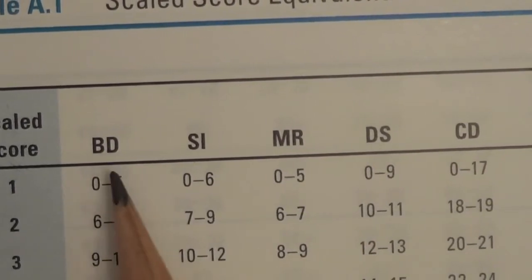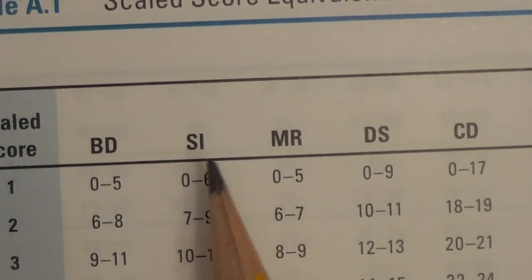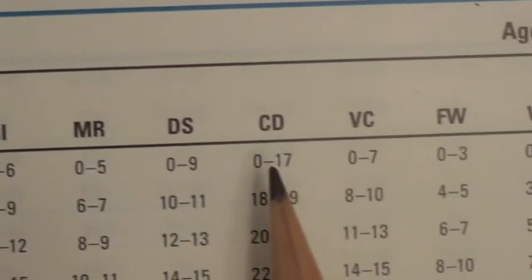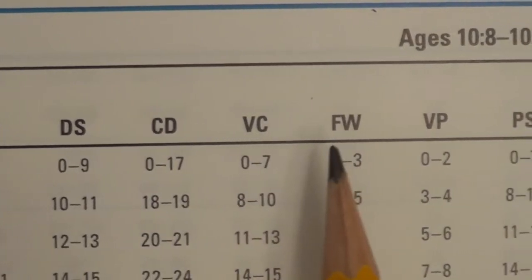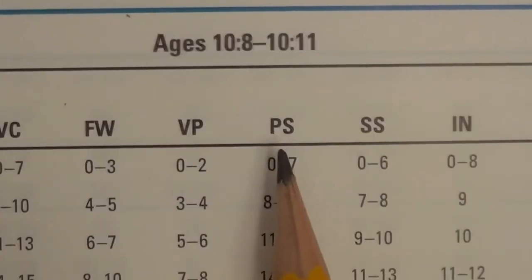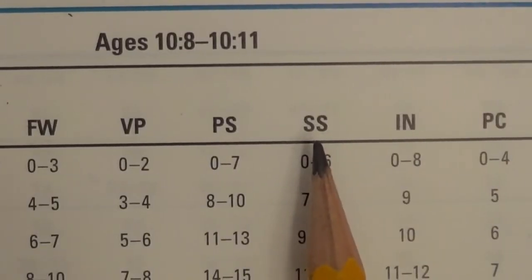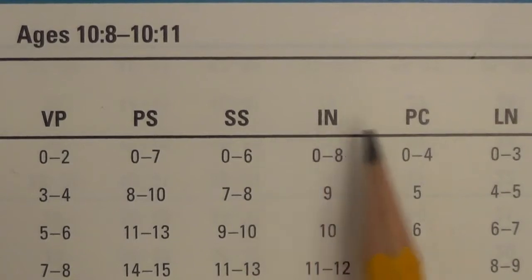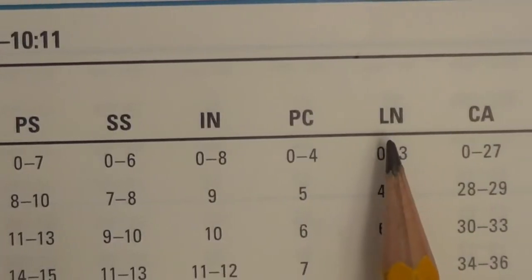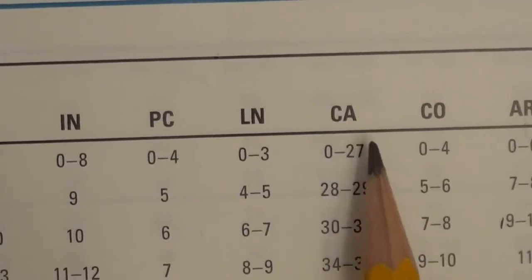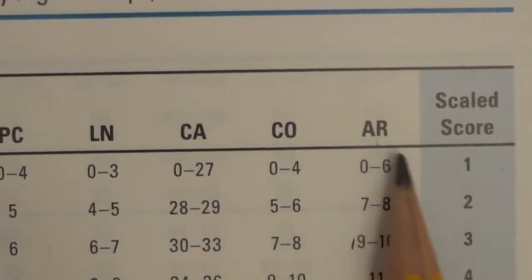BD, block design; SI, similarities; MR, matrix reasoning; DS, digit span; CD, coding; VC, vocabulary; FW, figure weights; VP, that's visual puzzles; PS, picture span; SS, symbol search. So those are the ones we're going to be working with. But if you keep going on, it keeps going: information, picture concepts, letter-number sequencing, this is cancellation, this is comprehension, arithmetic.